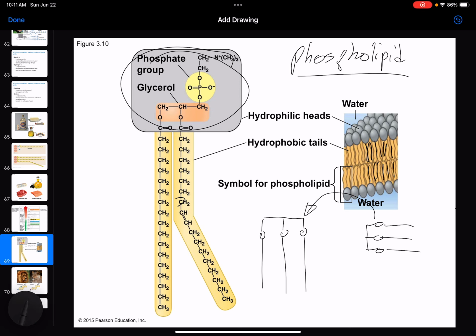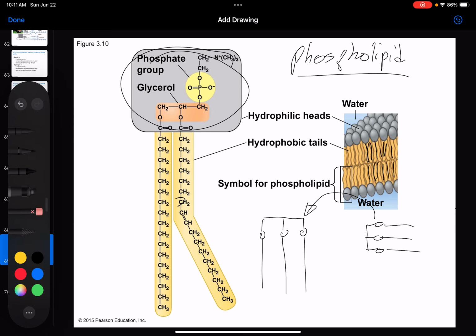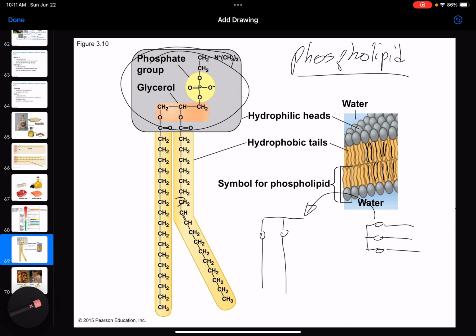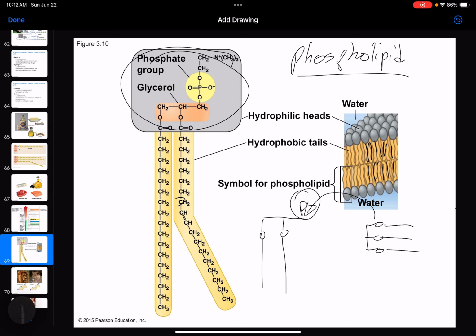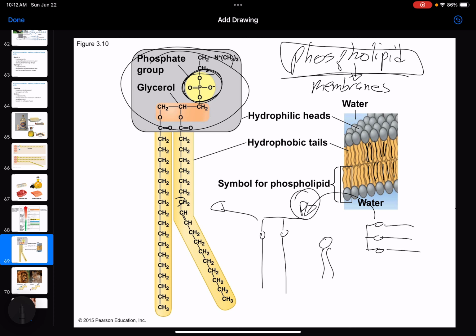But if I were to go back there and remove one of the fatty acids and replace the fatty acid with a phosphate group, that's this guy. And we just simply draw it like this. That's now a phospholipid. See the phosphate? That's a functional group. That's a phospholipid. And you should know that phospholipids are important in membranes. I want you to put those 2 words together. Phospholipids and membranes go together.